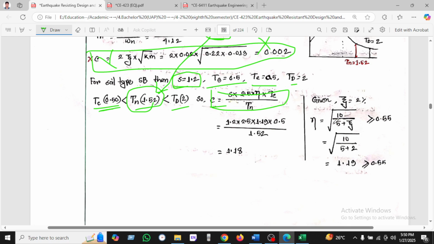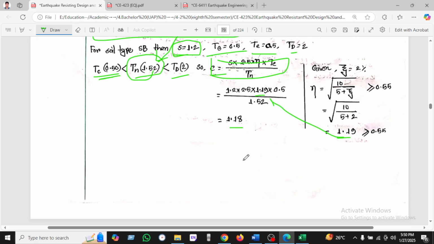And then damping ratio 2%, and we get the value of eta is 1.19, which is greater than 0.55, and in this way we use the eta value 1.19 here, and found C value 1.18.